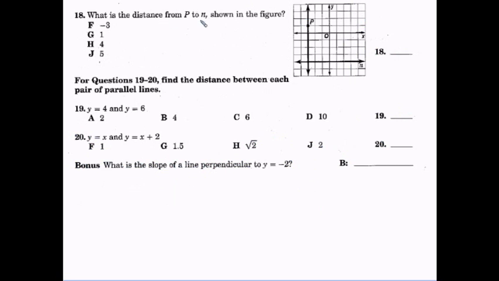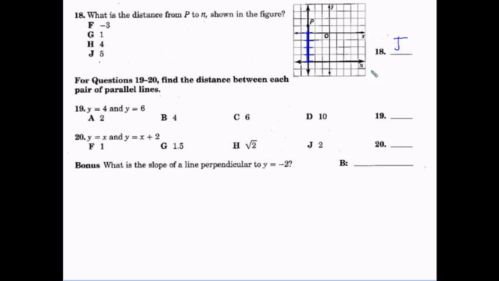Okay, we want to find the distance from P to line N. Well, this one's easier than any of the ones we did in the examples because it's a straight vertical line. I can count 1, 2, 3, 4, 5. This distance is 5.